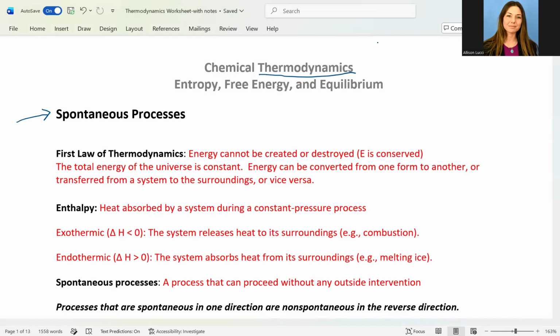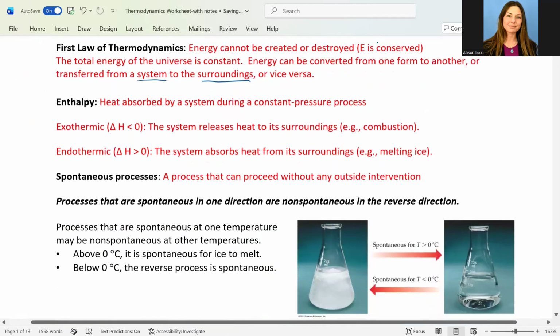So first, let's define the first law of thermodynamics, which states that energy cannot be created or destroyed. Another way of saying that is that energy is conserved. The total energy of the universe is constant. That's also another concept that ties into this. But we can convert energy from one form to another. And energy can also be transferred from a system to the surroundings, or the other way around, from the surroundings to the system. So we'll define a little more what that is in a later section.